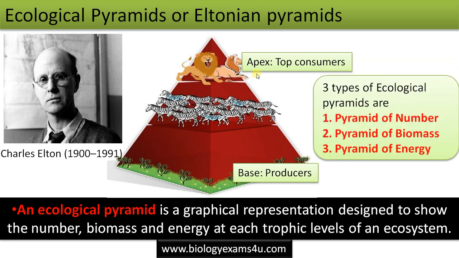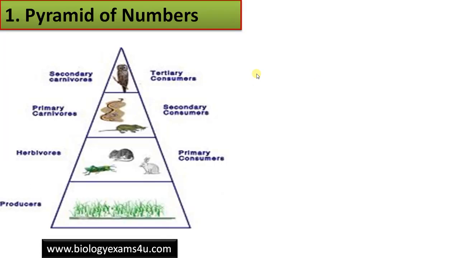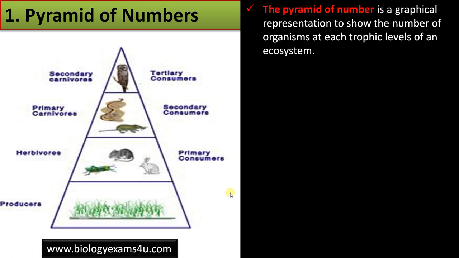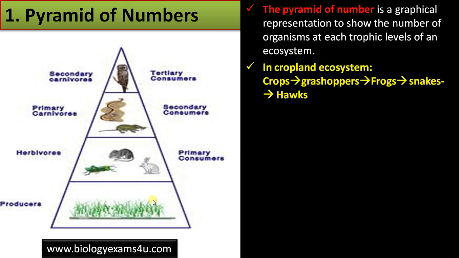The three types of ecological pyramids are the pyramid of number, biomass, and energy. Moving into the detail of each type of pyramid. First one is the pyramid of number. Let's take this example to understand the concept. Pyramid of number is a graphical representation to show the number of organisms at each trophic level of an ecosystem. So let's take this example.